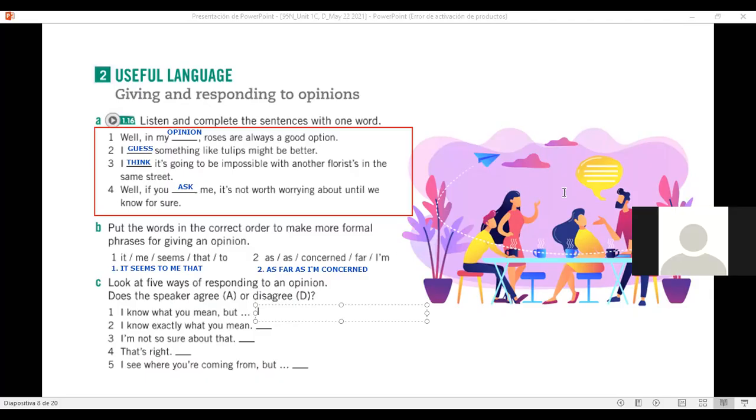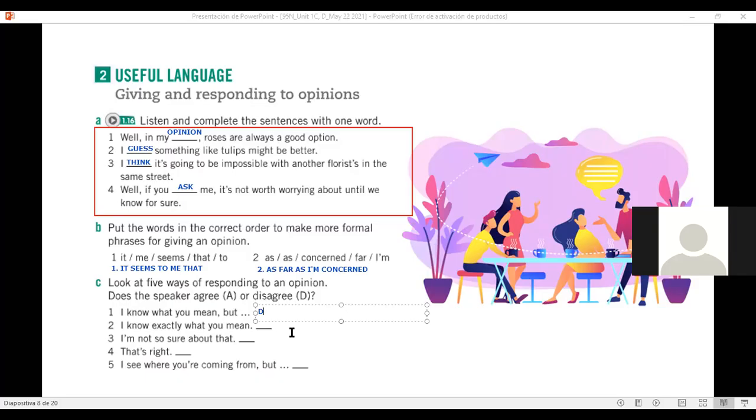Disagree. Disagree, that's right. Ahí tenemos un pero, ¿no es cierto? Eso nos va a permitir a nosotros estar en desacuerdo. Disagree. Yes. What about number 2?